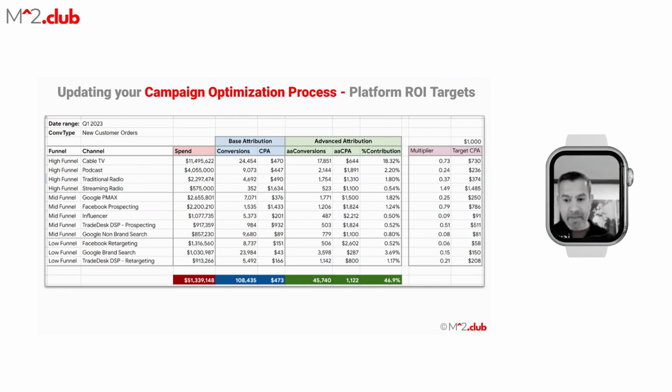Okay, there are some advanced topics here about linear assumptions and stuff like that. If anybody's interested in that, we can cover that offline or in the discussion in class. We went from taking multipliers, combining them with base attribution numbers, reporting advanced attribution numbers, the reporting formats for channel and portfolio, and then how you set platform CPA and ROAS targets.